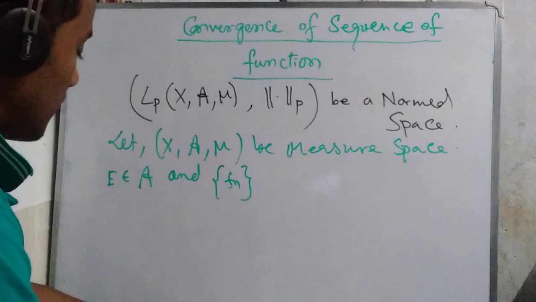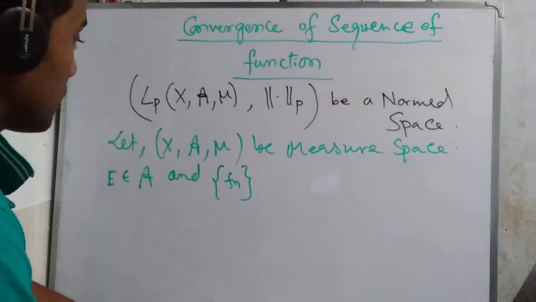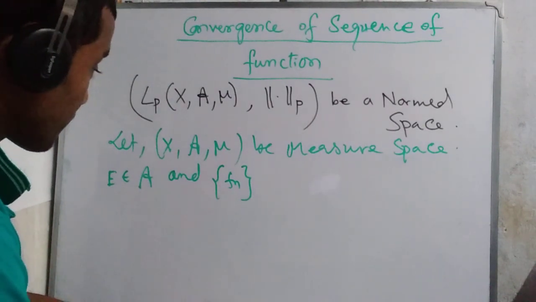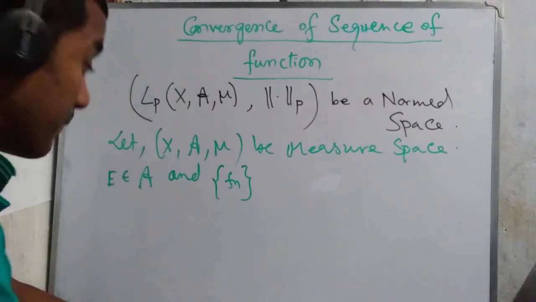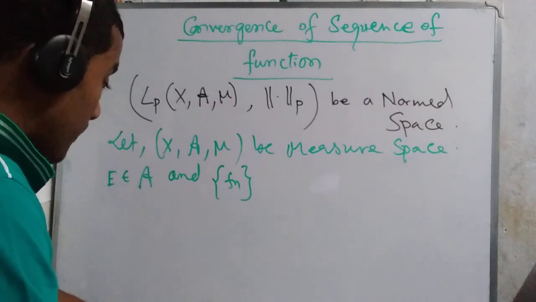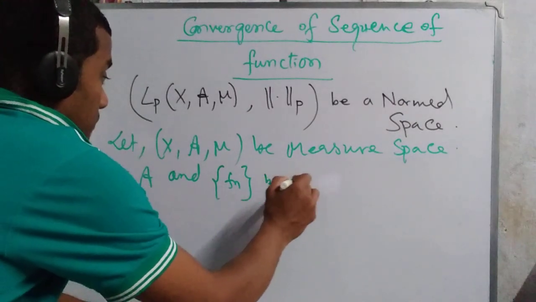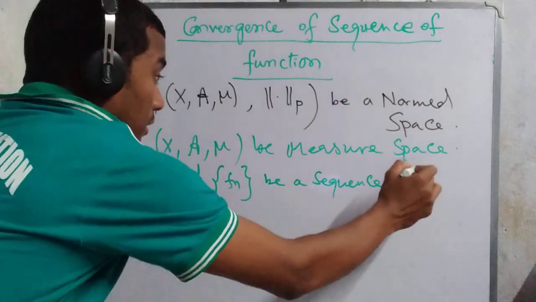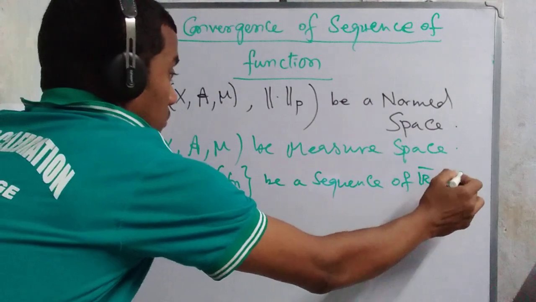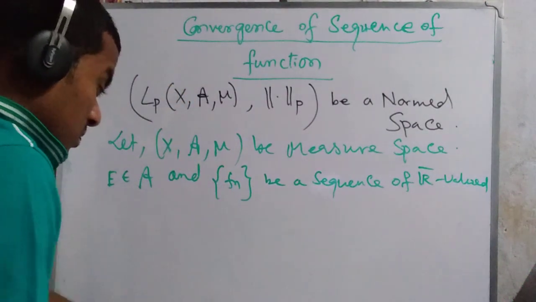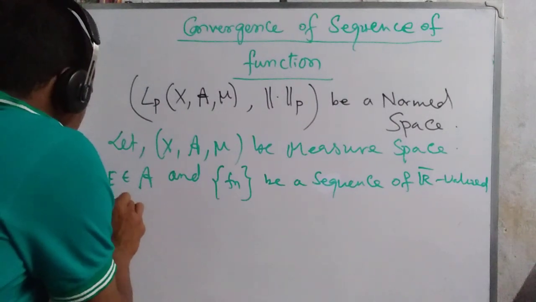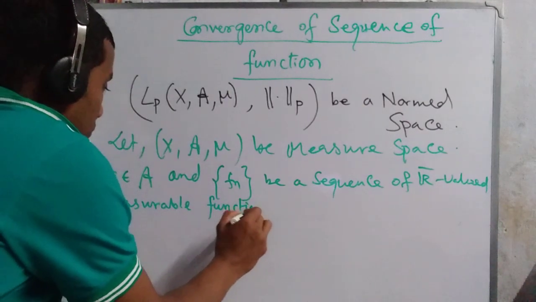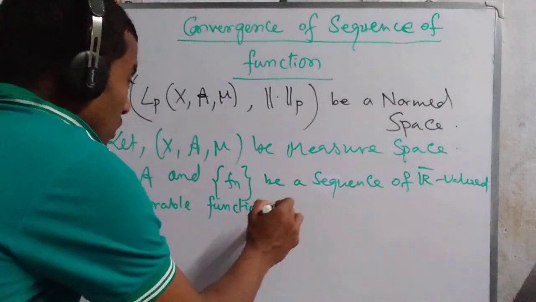And then this is a measure space and E belongs to the script A. Then, what happened? Then f_n, we talk about f_n being a sequence of real-valued measurable functions on E.